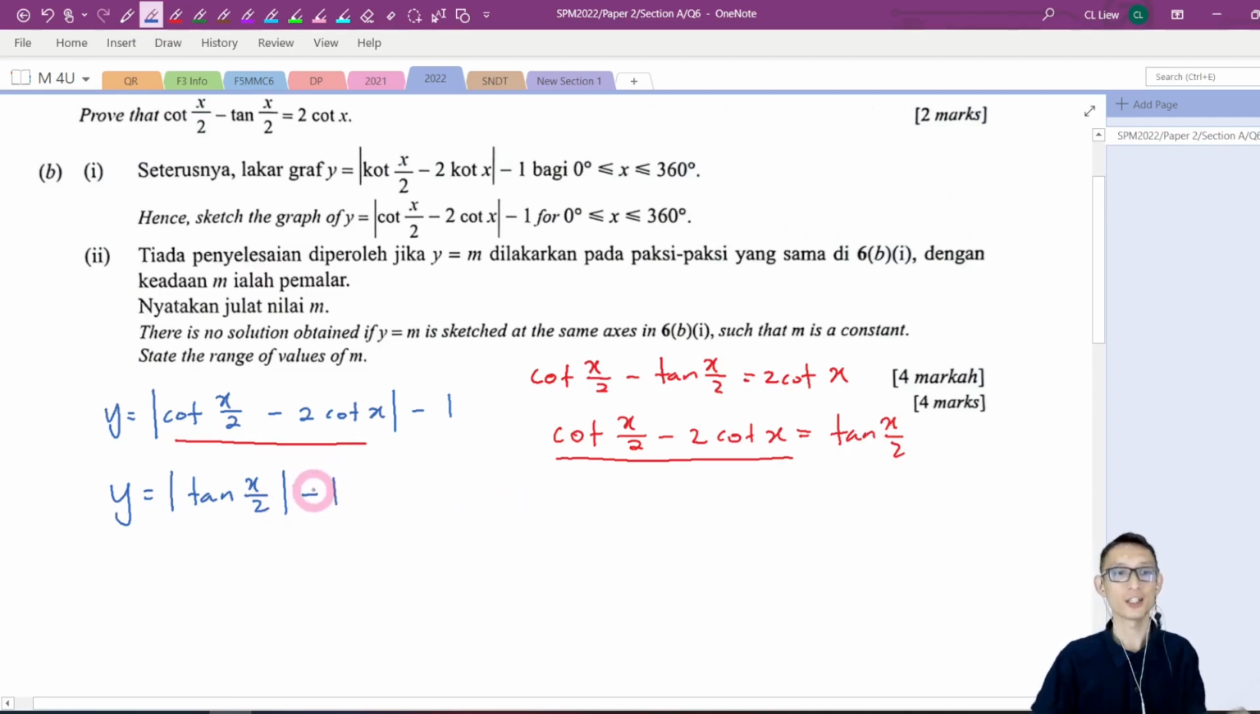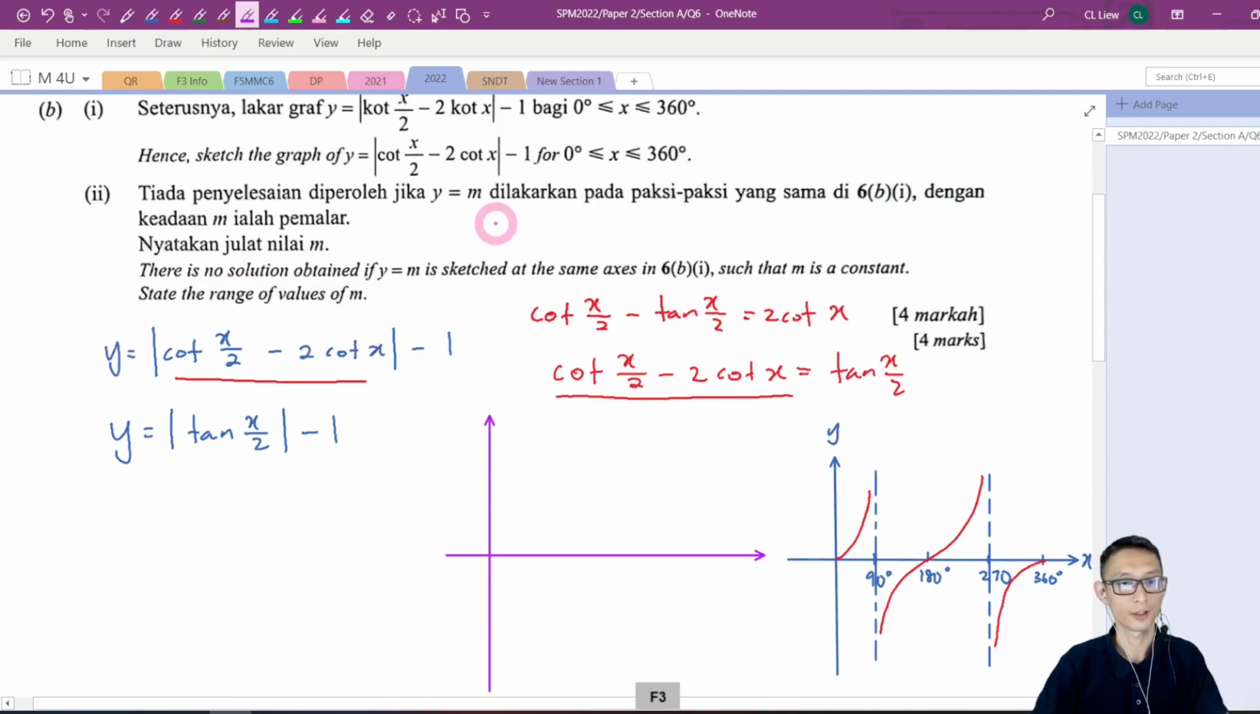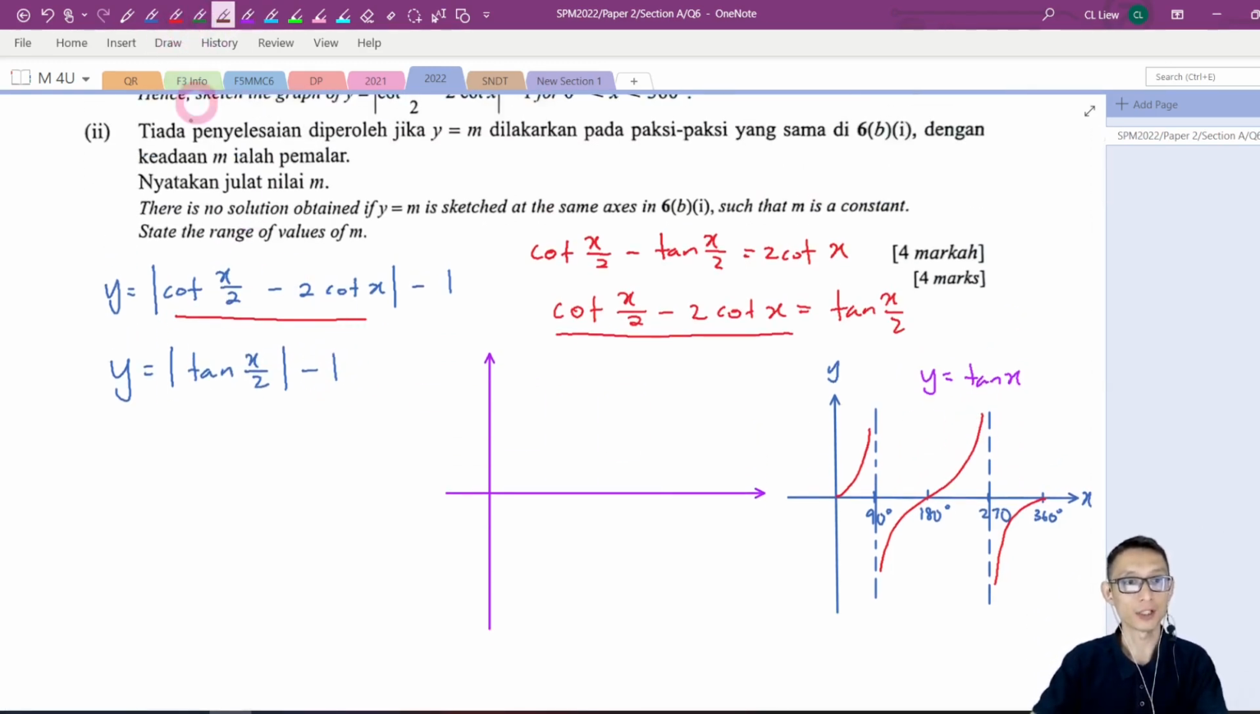Okay, now we can start to sketch the graph. To sketch this graph, I'm going to show you this method. I will modify the parent graph. This is a basic graph y equals tangent x. I'm going to modify this graph to get this graph. Now first I need the period of this graph.